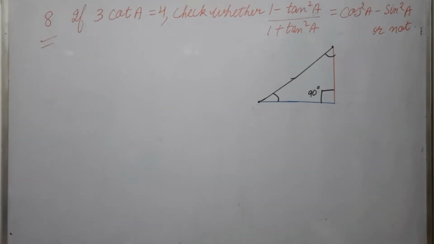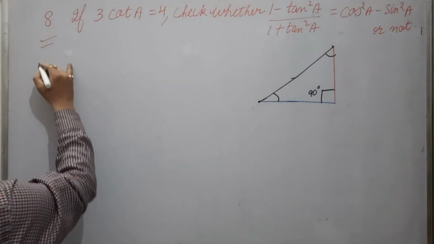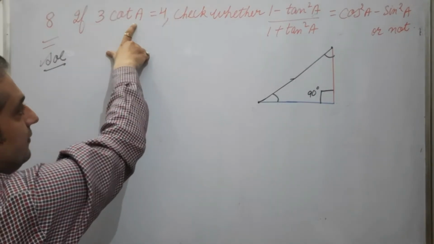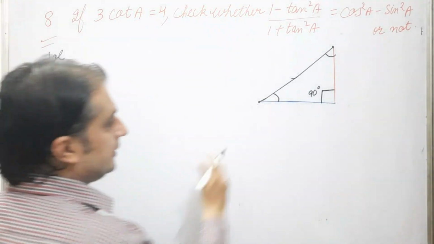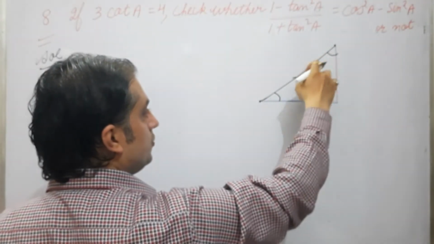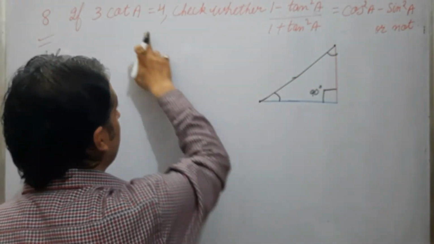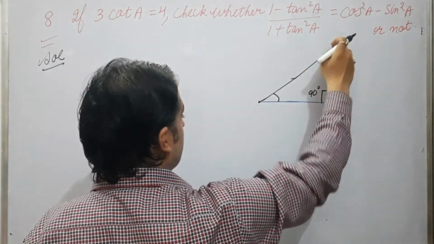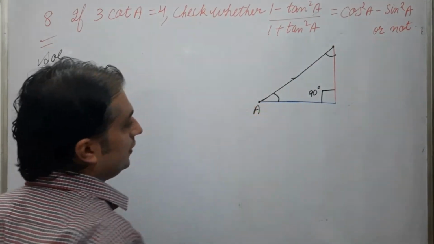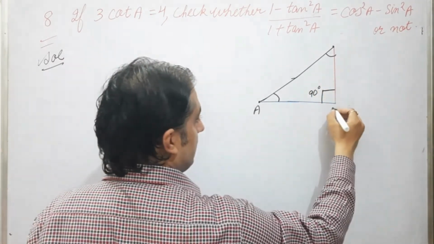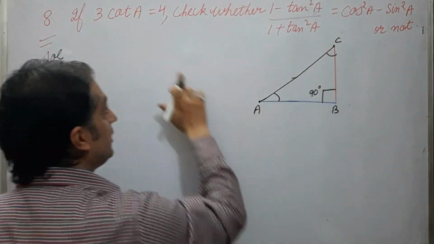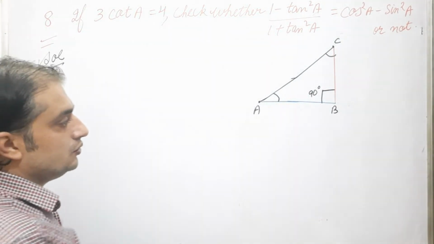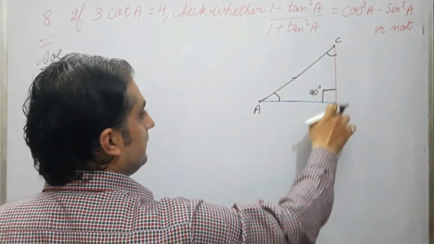So same steps. First draw a right angle triangle and see your angle of reference, that is A. You can take one of the acute angles as your angle of reference. So you can write A at this vertex, and you can write B over here and C, because A is your angle of reference for which this cotangent A is defined, right? So name it ABC.